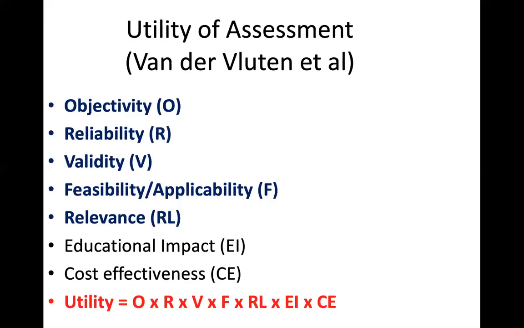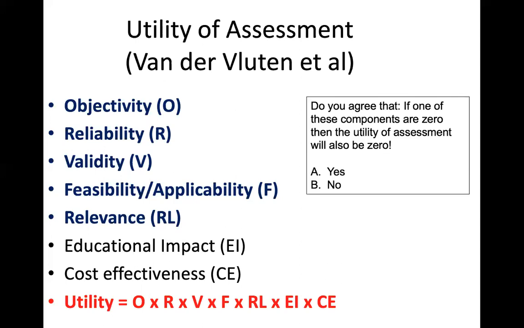So Professor Van der Vleuten from Maastricht University has given us this formula. Utility of assessment is related to objectivity, reliability, validity, feasibility, relevance, impact, and cost effectiveness. And if one of them is not up to par, or let's say if it is a 0, then the whole utility becomes a 0.